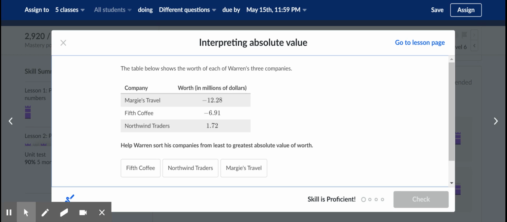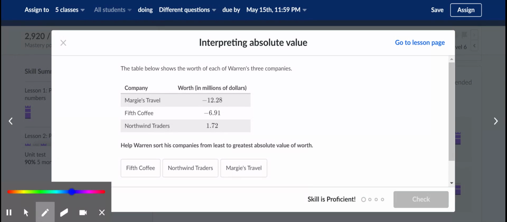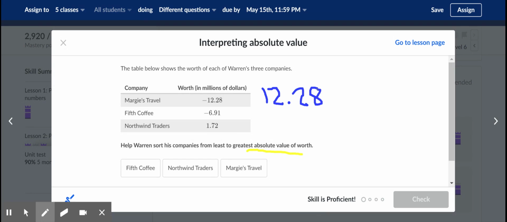So if we're sorting them from least to greatest absolute value, then we're looking not at their actual value, but how far away from zero are they? So Margie's Travel would be 12.28. Fifth Coffee would be 6.91. And then Northwind Traders is going to stay 1.72 because it's already positive and absolute value is always positive.